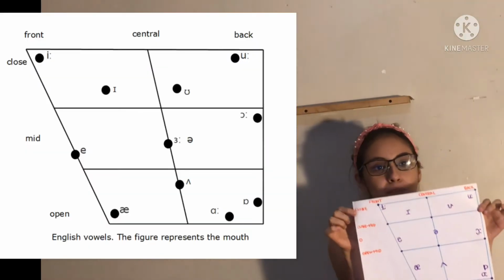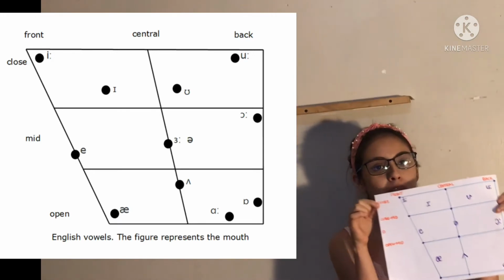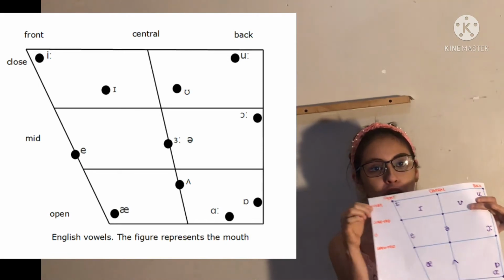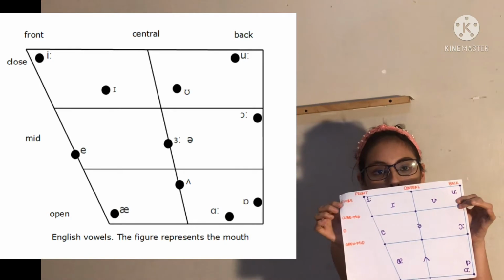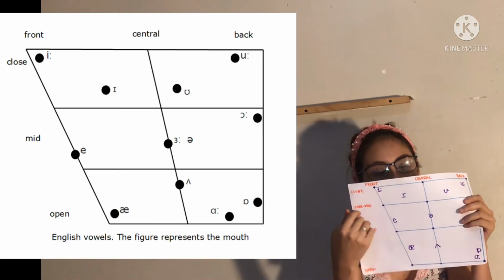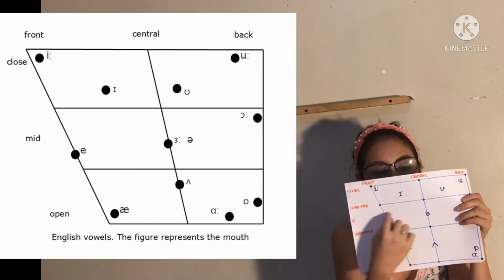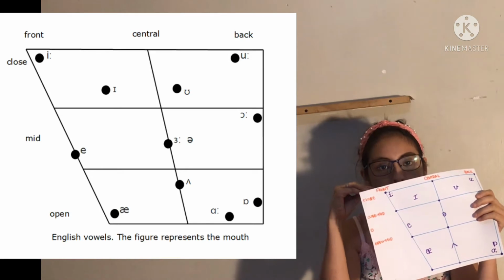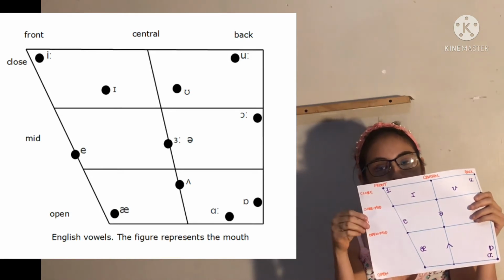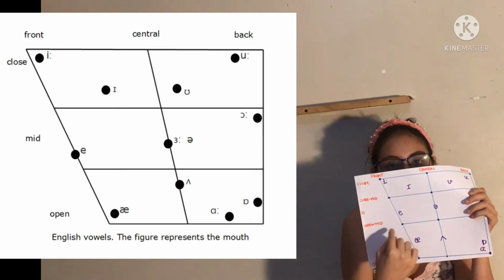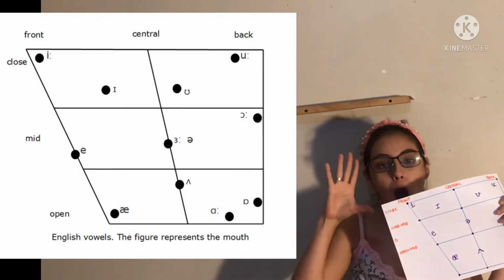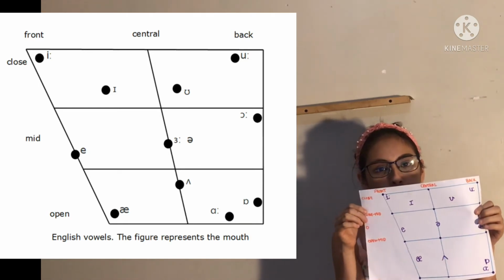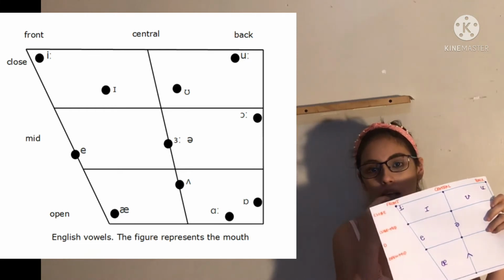The same IPA table is shown here, but with the vowels in different positions. For the vowels in the first row, our mouth has to be closed. For the vowels in the second row, our mouth has to be half closed and half open. And for the last row, our mouth has to be open. Here the vowels are shown according to the position of the mouth and tongue.